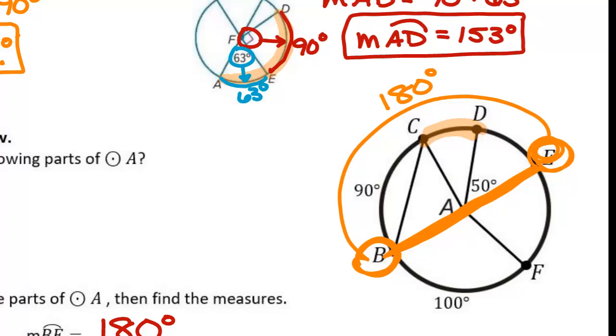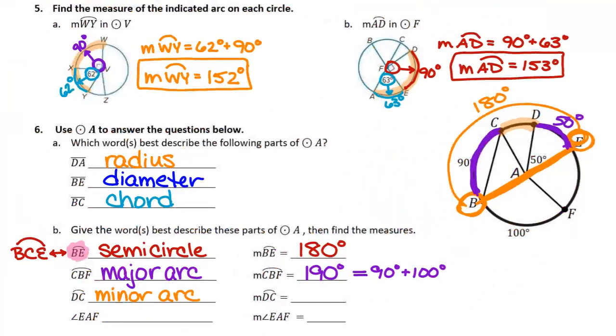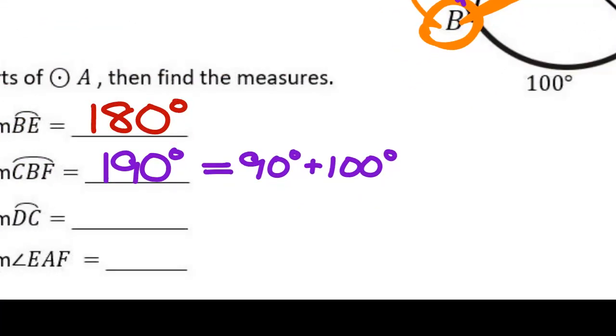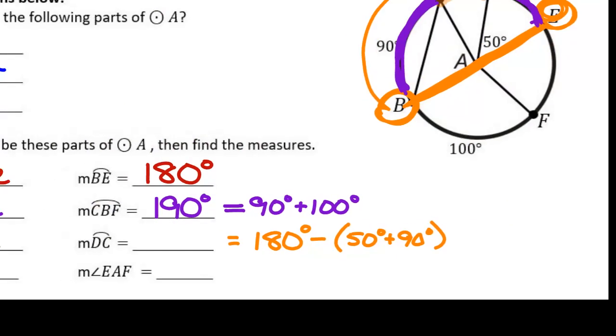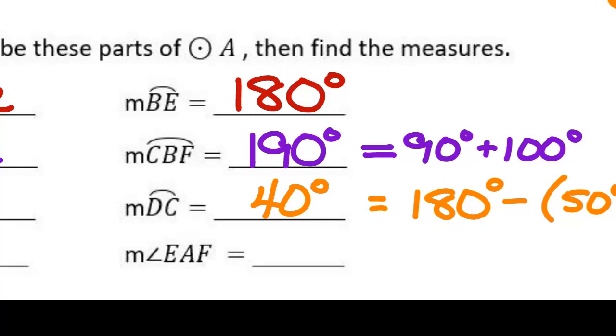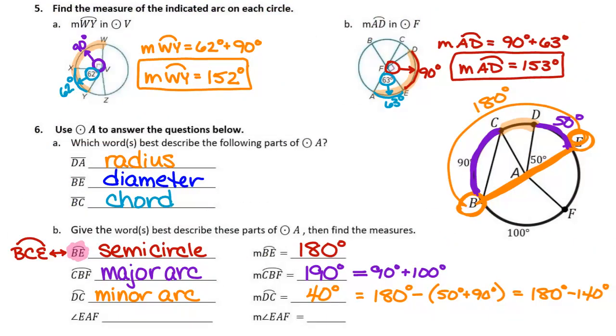How big is this much of the arc? 90. How about this much of the arc over here? 50. So how do I find the measurement of DC? Yep. We're going to do 180 minus, and then I need to put that 50 and 90 together. You said that's 140? So that'd be 180 minus 140, which would be how much? 40 degrees. All right.